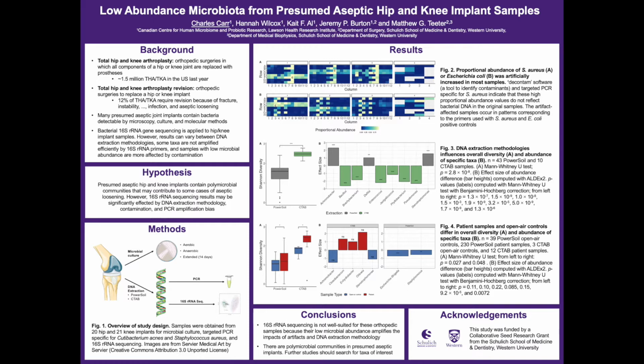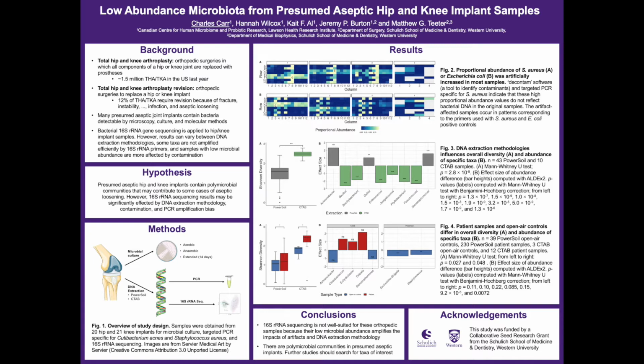More specifically, we knew that DNA sequencing results can vary depending on the extraction methodology utilized. As well, samples with low microbial abundance, such as these, are more affected by contamination. And finally, several taxa that are very important in the context of hip and knee implants, like Cutibacterium acnes, are amplified especially inefficiently by 16S rRNA primers.